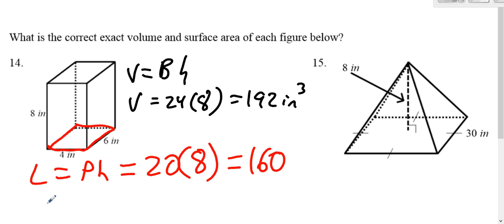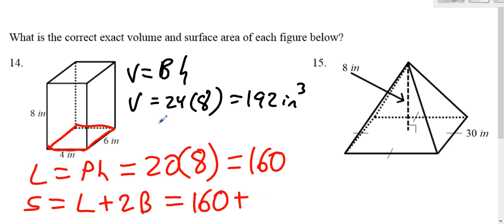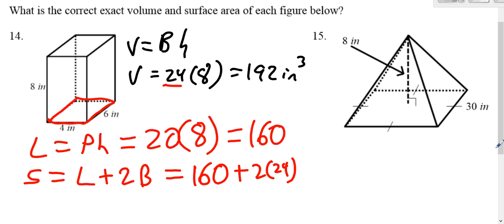Now to get the surface area, it's the lateral area plus the two bases. 160 plus the two bases. We already found the area of the base was 24. We did that on our volume. So we've got 2 times 24. Add that up, you get 208 square inches.